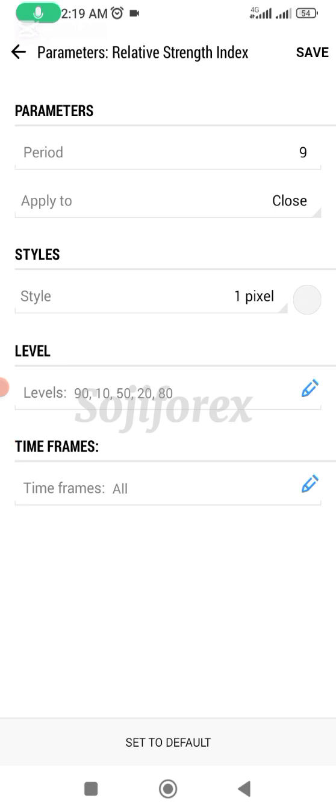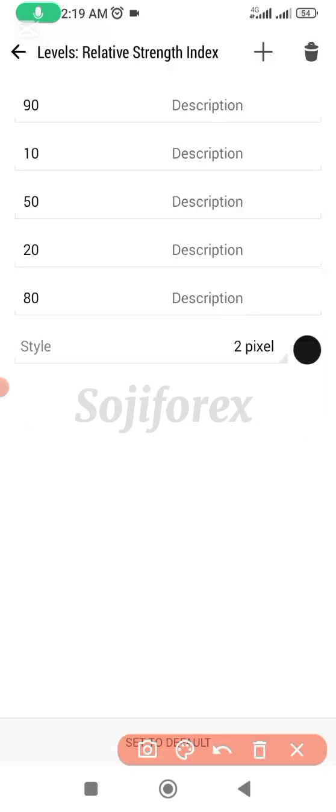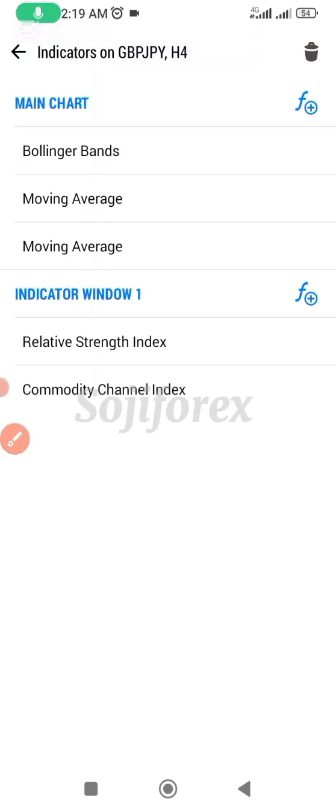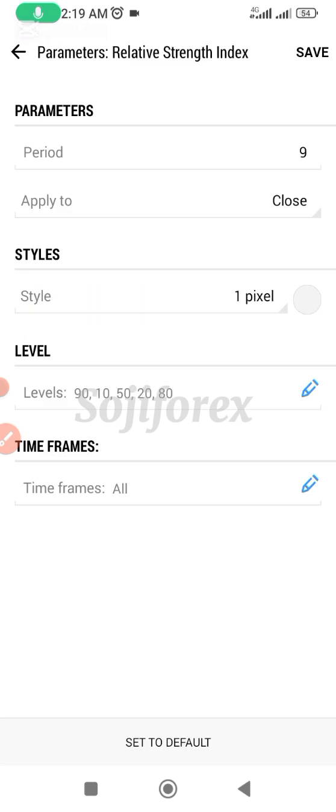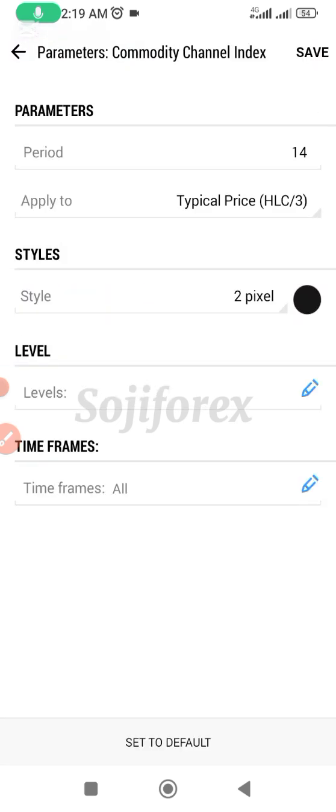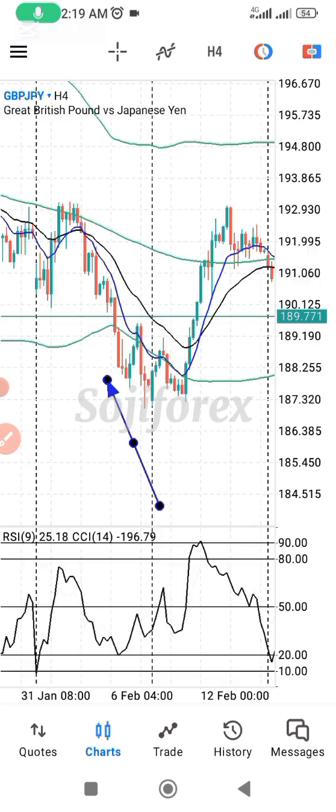You can tap on this to edit your level. A level that you don't have, you can click on this plus sign, so you can add the level and carry out your editing of the level. Okay. And after that, we have our relative strength index, which I just explained. Then our commodity channel index, the period is 14. And so basically, this is what we'll be doing.